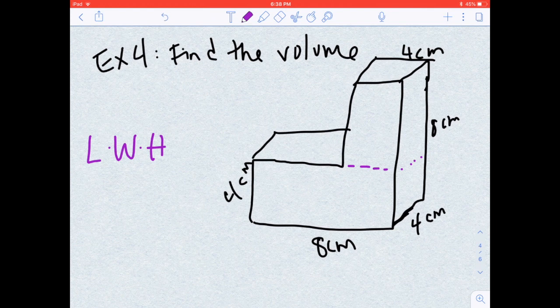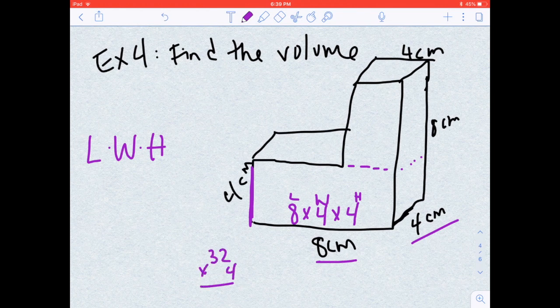I'm going to add my first part and my second part together and find the volume for each section. So my first section is 8 times 4 as my base. Here's my 8 and my 4. And I find my height is 4. So here's my length times width times height, or base times rows. And that's going to give me 32 times 4, which is going to give me 128. And I'm multiplying by centimeters 3 times, centimeters cubed.